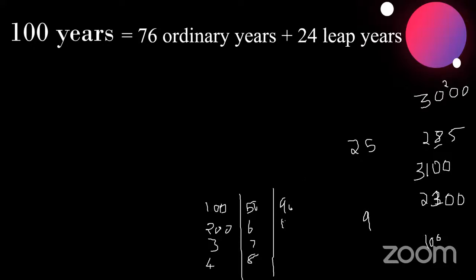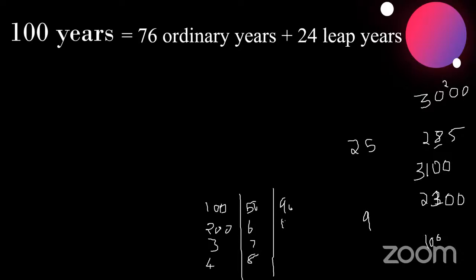If it is 76 ordinary years, how many weeks are they? Totally, how many days will be there? Let me know how many weeks will be there. In one ordinary year, we have 52 weeks and one odd day, right?